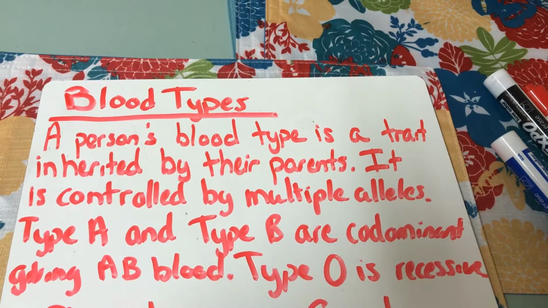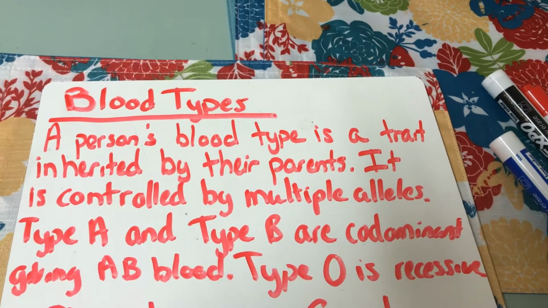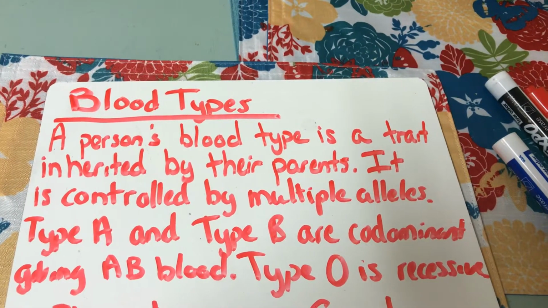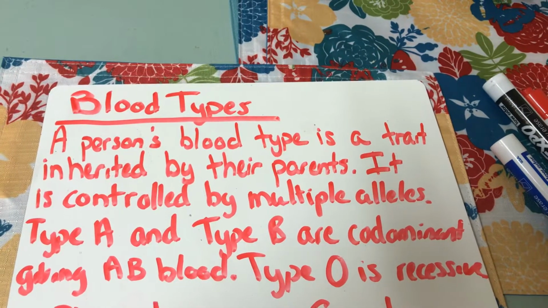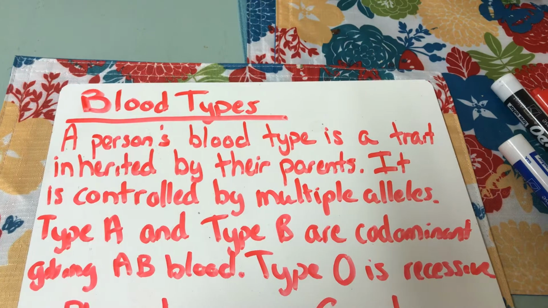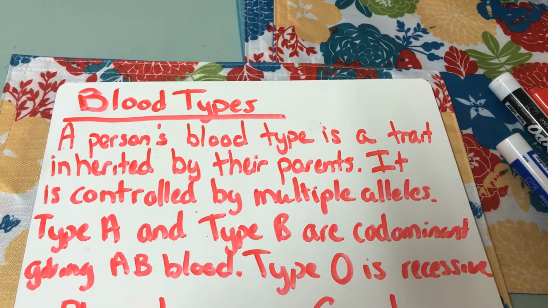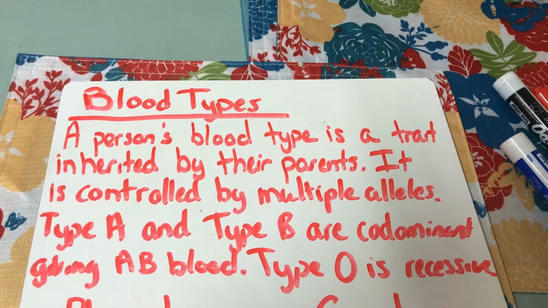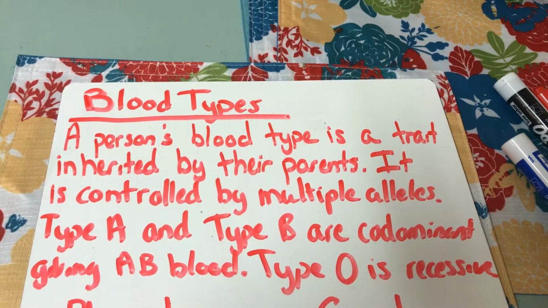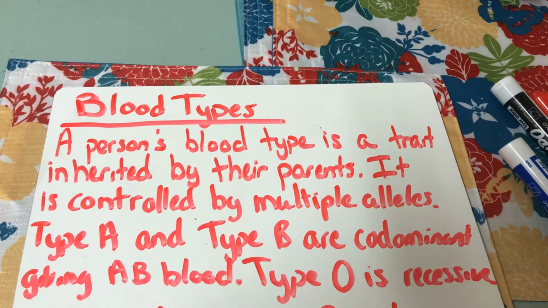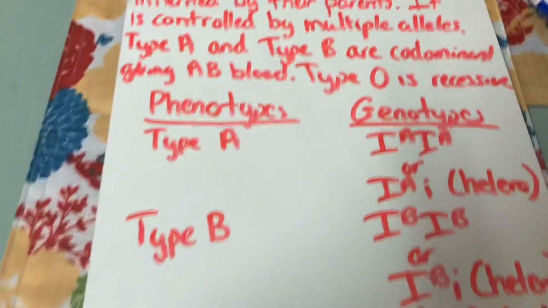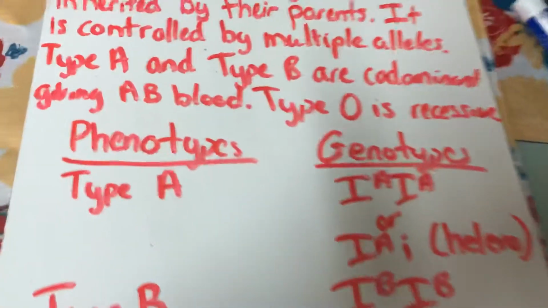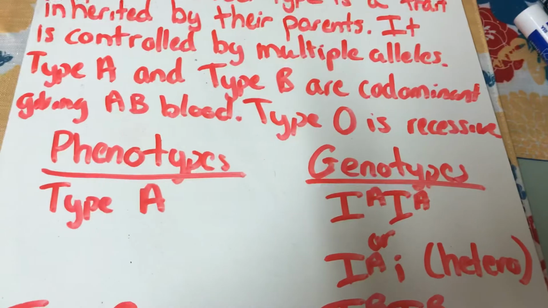It is controlled by multiple alleles. What that means is that we're going to be dealing with two letters, two combinations. We have type A and type B, which are considered codominant, which gives us the option of having AB blood, and then type O is the recessive version. So down here I've put the genotypes and phenotypes.